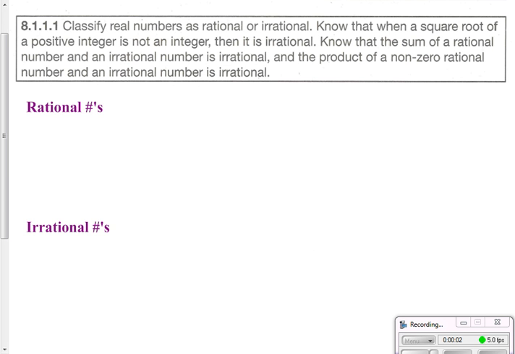Standard 8111, we're going to classify real numbers. We need to know the difference between rational and irrational numbers. Rational numbers are any number that can be written as a fraction. They are fractions, whole numbers, integers.